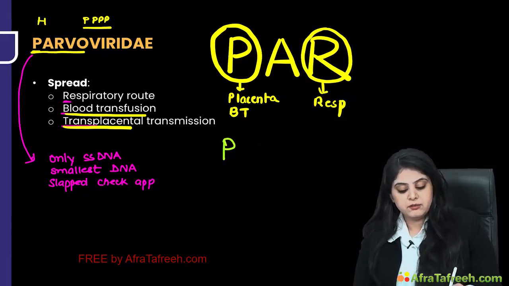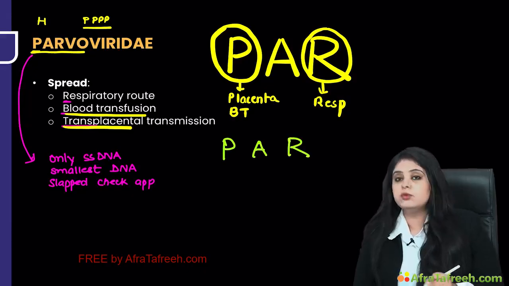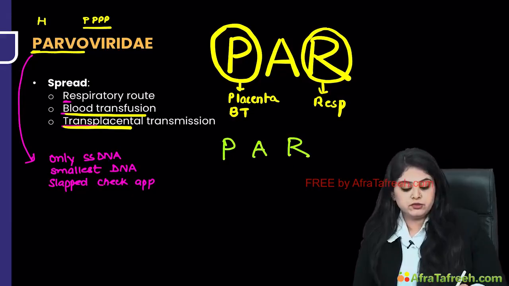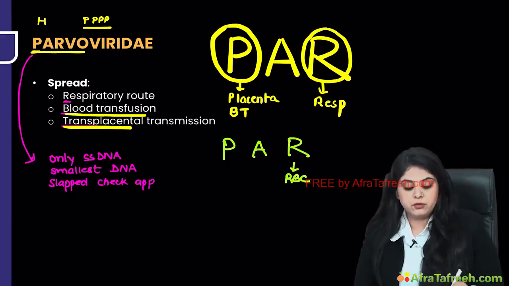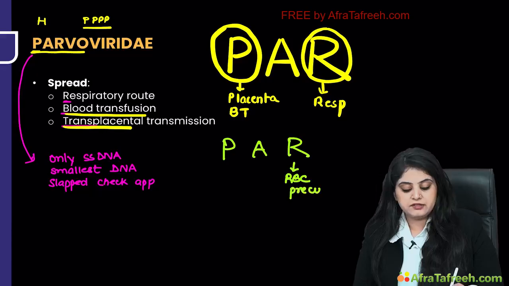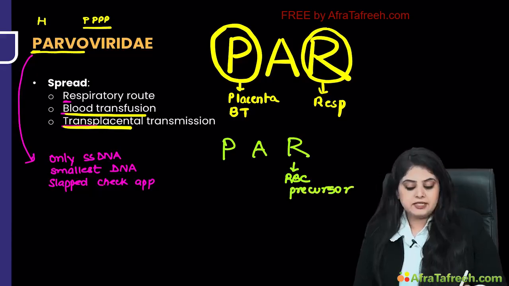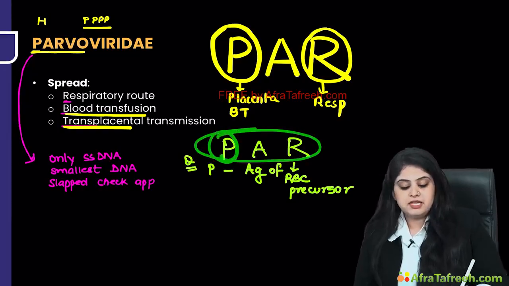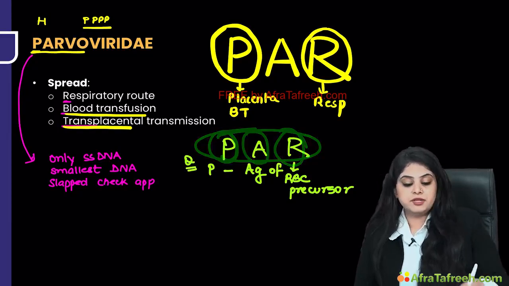This is one mnemonic for parvovirus. What is the other mnemonic for parvovirus that you have to know? They ask you, parvovirus attacks which cells of the body? It is going to attack the red blood cells of the body. It attacks the red blood cell precursors. Which antigen of the red blood cell precursors? It attacks the P antigen of the red blood cell precursors. That's another question. So remember, parvovirus attacks the P antigen of the red blood cell precursors.